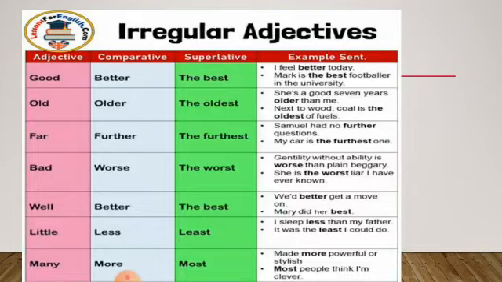Irregular adjectives. For example, the regular adjectives are those in which in the comparative degree we use er, and in the superlative degree we use est. Whereas in the irregular, the word is changed: good, better, best; old, older, oldest; far, further, furthest; bad, worse, the worst; well, better, the best; little, less, least; many, more, most.